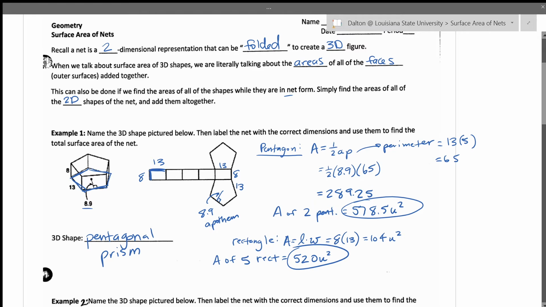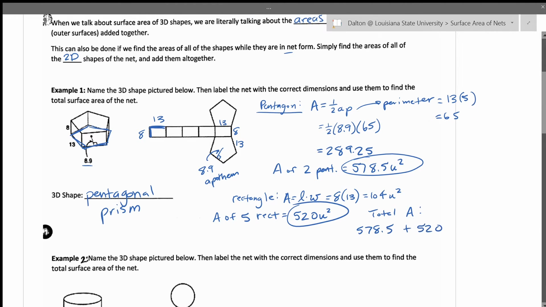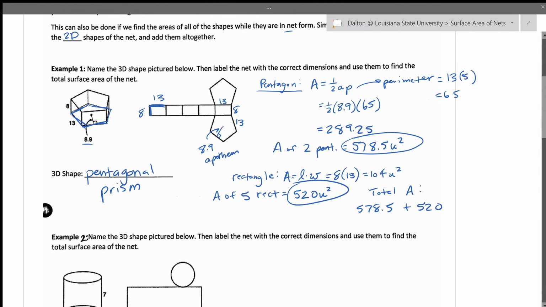So you found the area of the 2 pentagons, the area of the 5 rectangles. So to get the total area, we're going to add those two together. 578.5 plus 520, and we'll get a total area of 1,098.5 units squared. So that is the surface area of that pentagonal prism using what we know about folding it down to make the net.